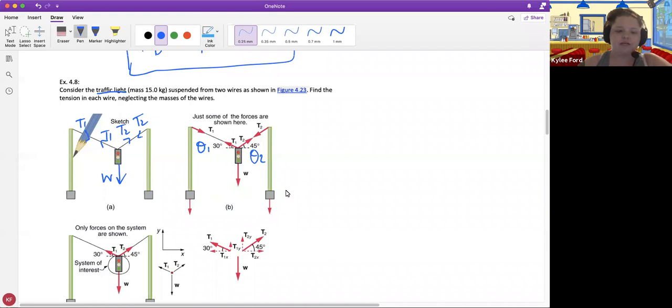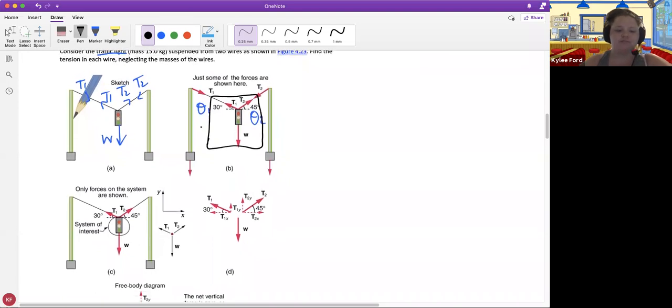From here, we want to identify our system of interest. We want to know the tension in the wires, and since we're given the information about the traffic light, I am going to say that the traffic light is my system of interest. So I'm going to look at T1 and T2 with these angles, and my W for weight. I'm going to ignore these other two tensions, and the forces down here that I didn't even talk about. This is my system of interest, and that is what I'm going to be looking at.